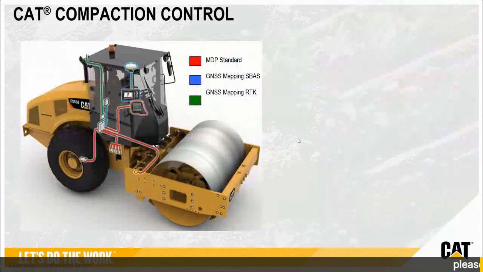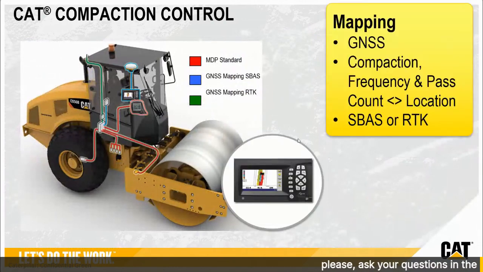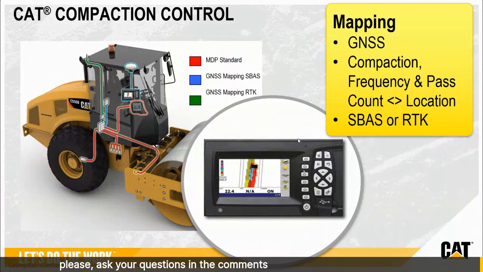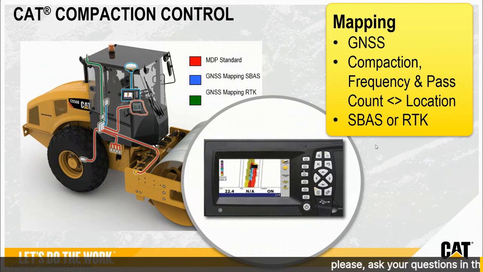In addition to these systems, you can also have GNSS-based mapping, which basically relates the compaction, the frequency, and the pass count measured by these systems to a location and maps it.